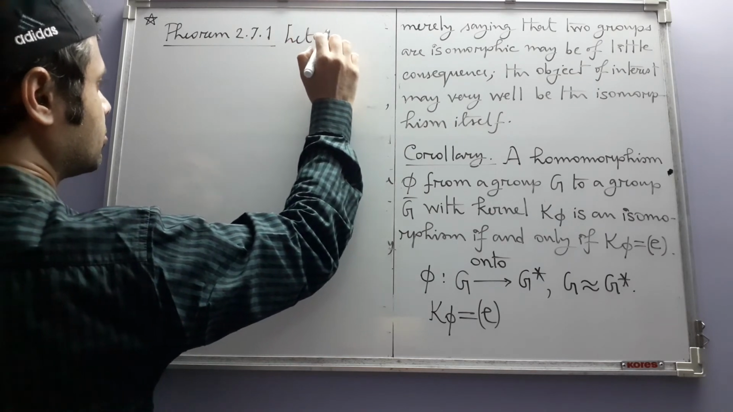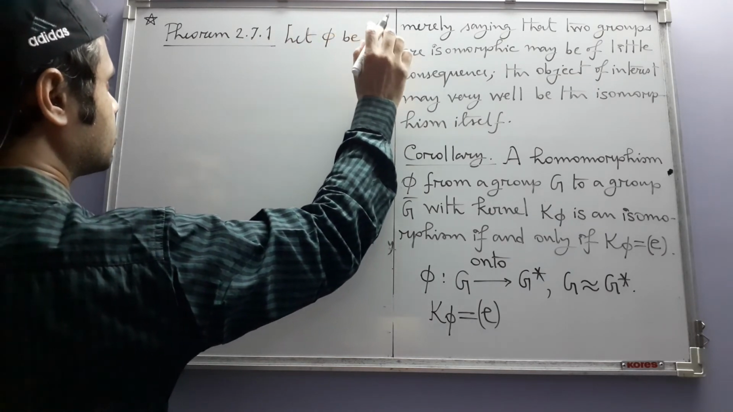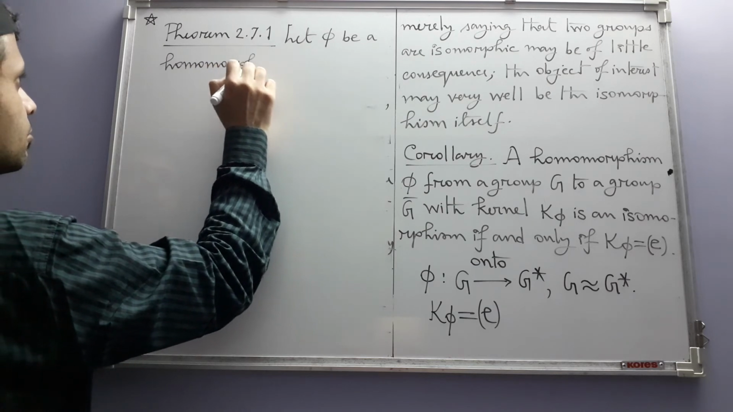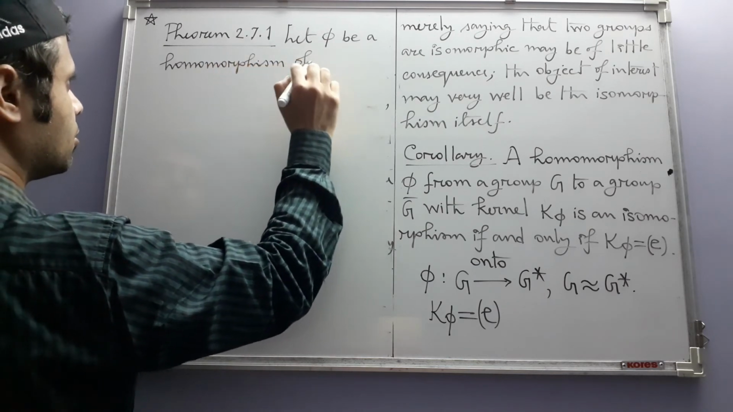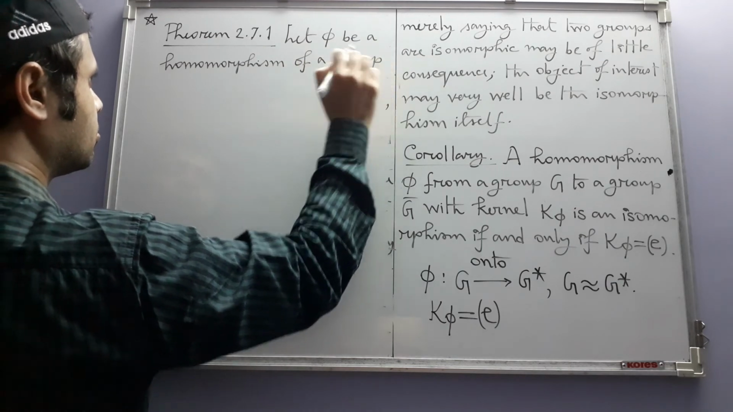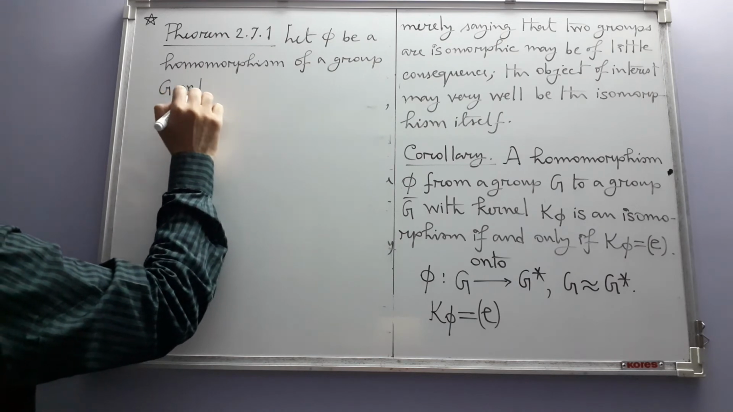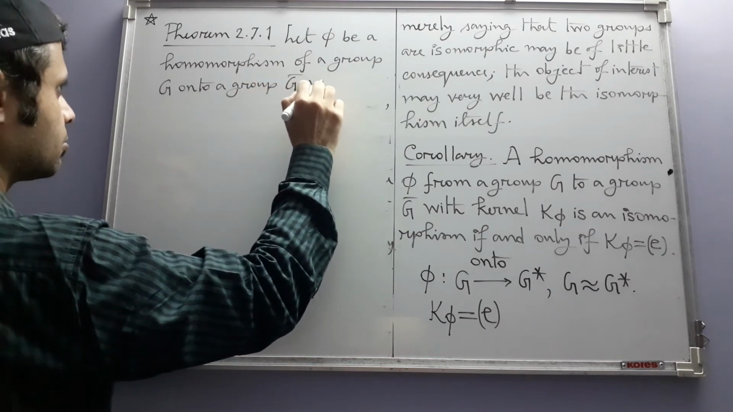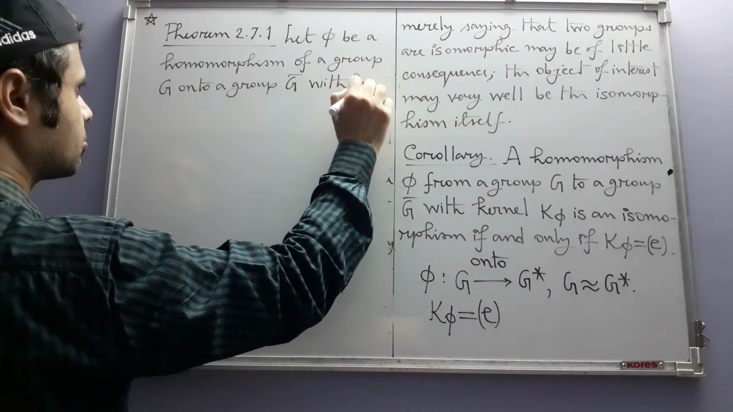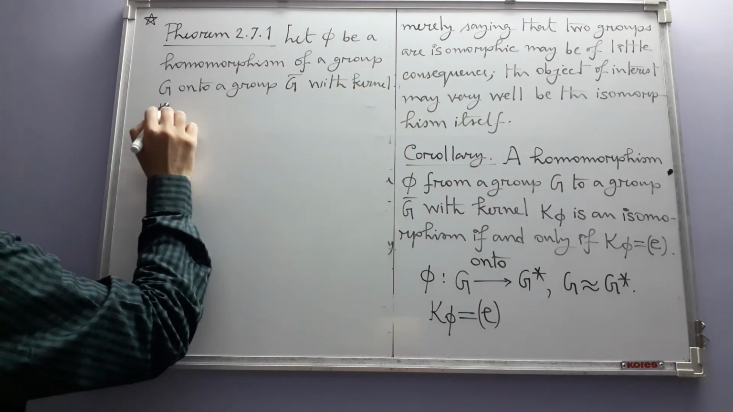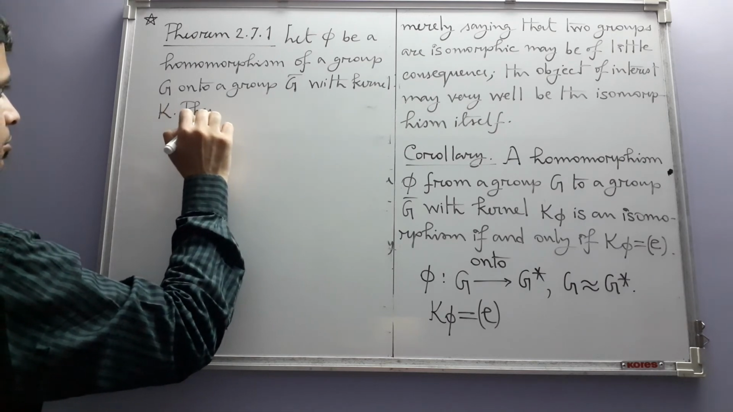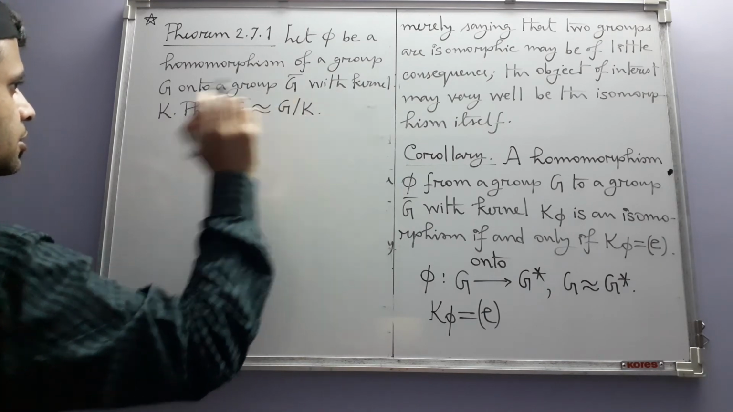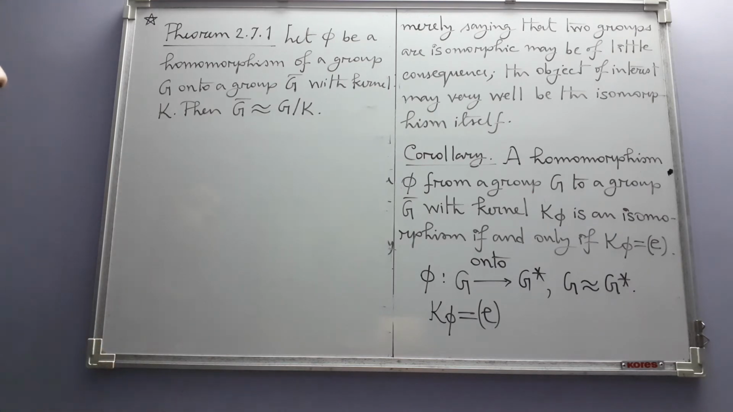Let phi be a homomorphism of a group G onto a group G bar with kernel K. Then G bar is isomorphic to the quotient group G by K. Okay, this is a very important result.